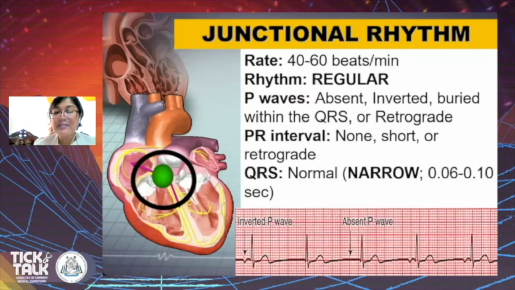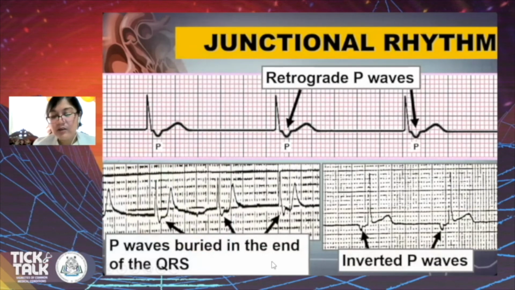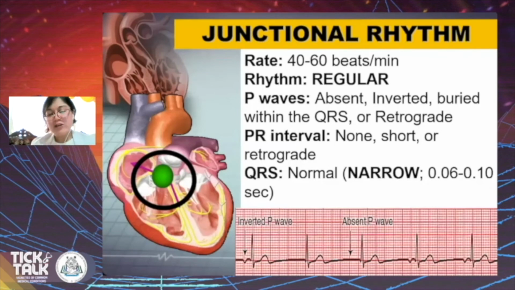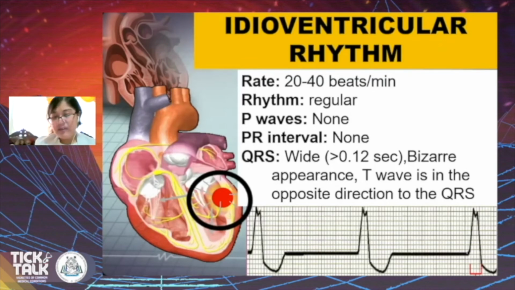It's basically regular. Since it doesn't come from the atrium or the SA node, we are not able to appreciate a normal looking P wave. Sometimes it's even absent. If your P wave is present, then we often see abnormal P waves or retrograde P waves, P waves that are buried in your QRS, or inverted P waves, not similar to normal looking P waves, simply because junctional rhythm isn't coming from your SA node. It basically comes from your AV node. So another characteristic of junctional rhythm, apart from the absence of P waves or presence of abnormal looking P waves, is that it's regular and narrow, since it's still supraventricular.